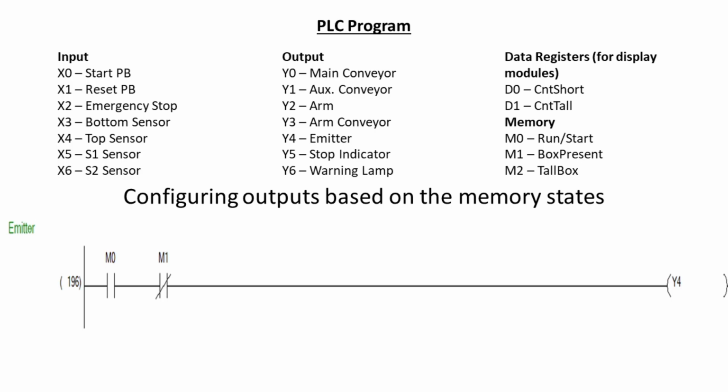Similar to the other outputs, the emitter requires M0 to be in a high state to operate. The emitter should release boxes onto the entry conveyor only when the entry conveyor is running. If there's a box detected at the bottom sensor, indicating that M1 is in a high state, the entry conveyor should pause until M1 returns to a low state. Similarly, the emitter should also halt box emission until M1 is low. To meet this requirement, we employ the normally closed contact of M1 in this rung. When M1 goes high, this contact opens and halts the emitter.